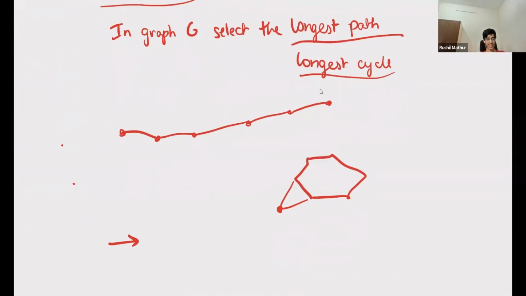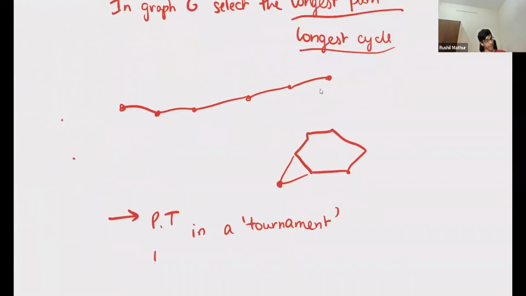Hamiltonian path. Just Google what a Hamiltonian path is later on. Prove that in a tournament there always exists a directed Hamiltonian path. These are two words you'll have to Google: tournament and Hamiltonian path.